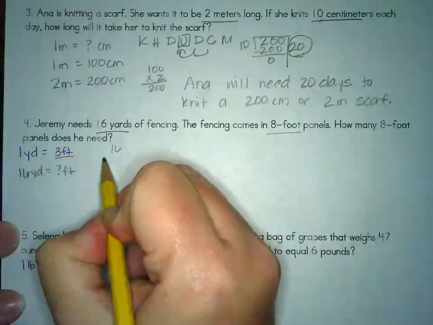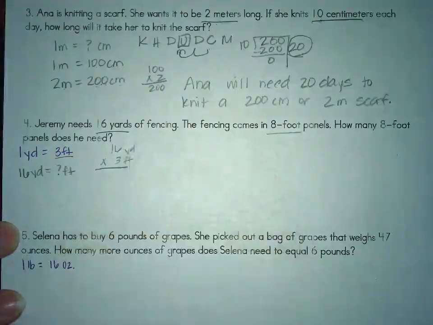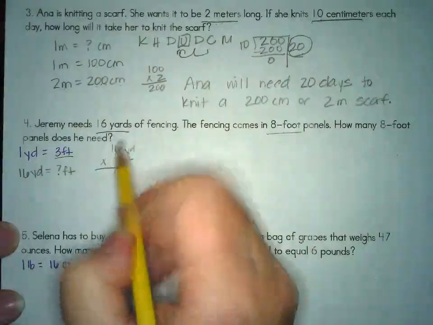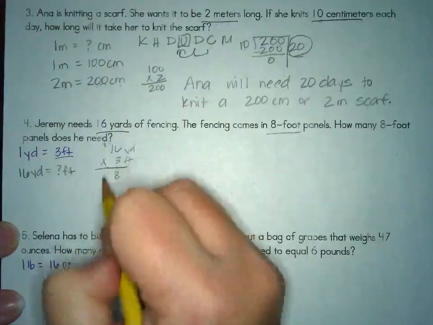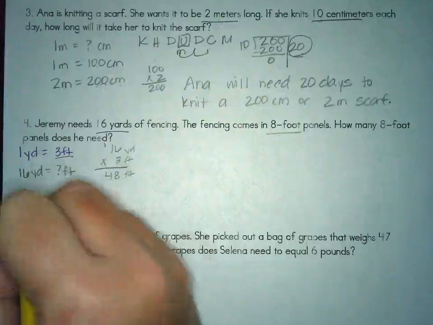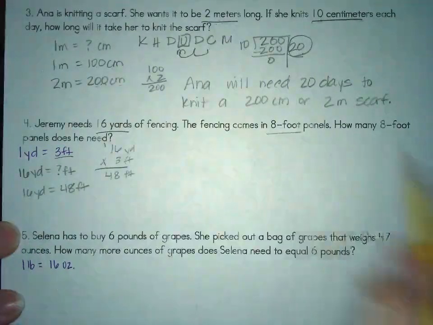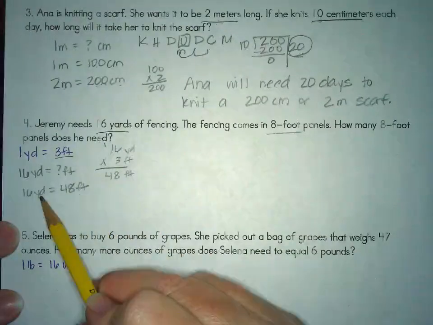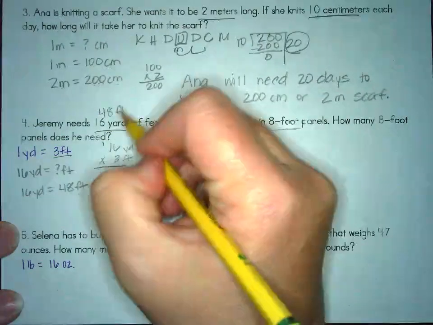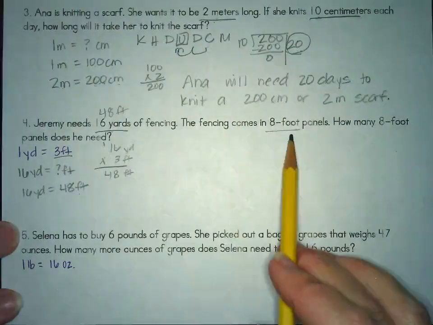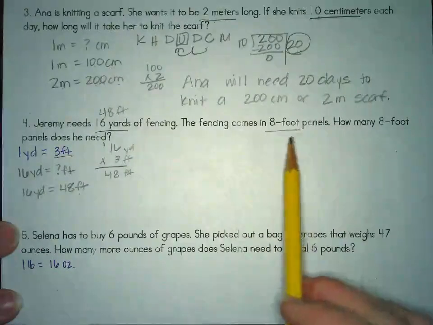So 16 times 3, this is yards, this is feet, okay? 6 times 3 is 18, carry my 1. 3 times 1 is 3, plus 1 is 4. So 16 yards is equivalent to 48 feet. Well, now I know how many feet make up yards. So this is kind of like saying Jeremy needs 48 feet of fencing. They come in 8-foot panels. So what operation am I going to use to figure out how many panels Jeremy needs?